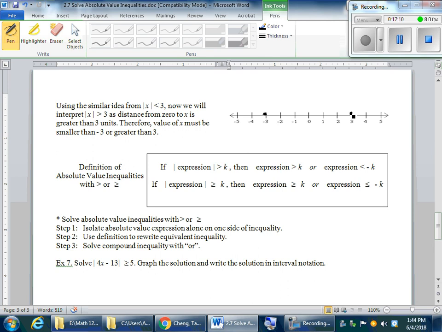So absolute value of x is greater than 3. So that means the distance from 0 to x is greater than 3. Right? So the value of x must be bigger than 3. So that tells us this portion right here.